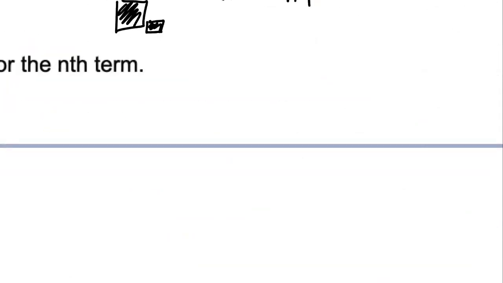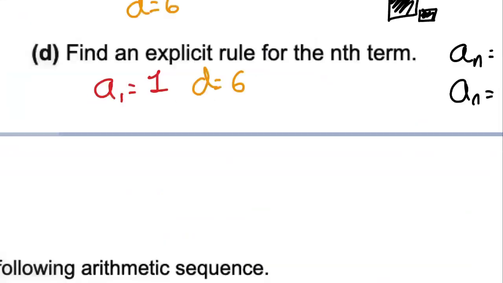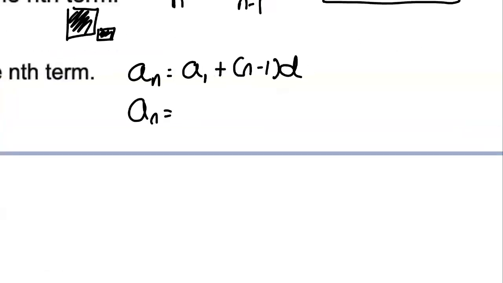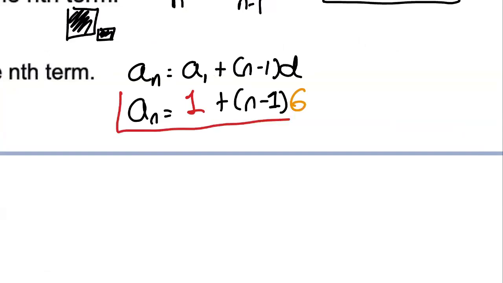And then all we have to do is write the explicit formula. a sub n equals a sub 1 plus n minus 1 times d. And then all we have to do is plug in what we know. The first term we said was 1, plus n minus 1 times positive 6. And you can just type that in and that will be correct.